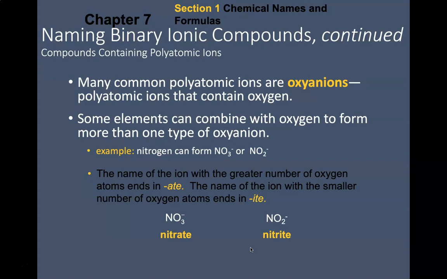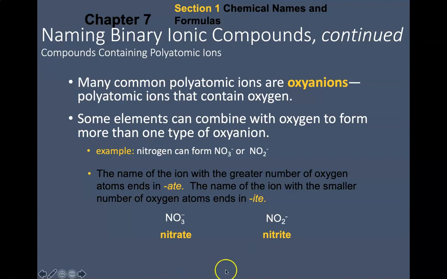And so some elements are going to be able to do this, and they're going to be able to form more than one type. And so again, if you go through your different polyatomic ions, we can talk about a couple of patterns. The first is the -ate/-ite pattern. Whenever you see the ending of a polyatomic ion in -ate, it means it has more oxygen atoms than the thing that ends in -ite. And so here's our first example, nitrate and nitrite. Nitrate has one more oxygen than nitrite does.